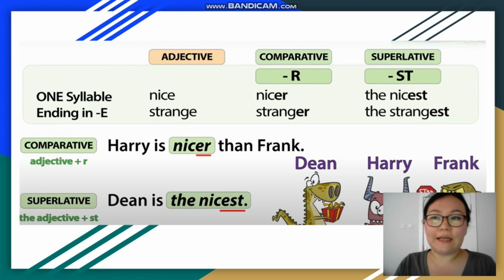Next, we look at the three monsters: Dean, Harry, and Frank. Harry is nicer than Frank. Yes, Frank looks like a grumpy monster. But of the three monsters, I think Dean is the nicest because he has a gift for you. Of the three monsters, which is the strangest?